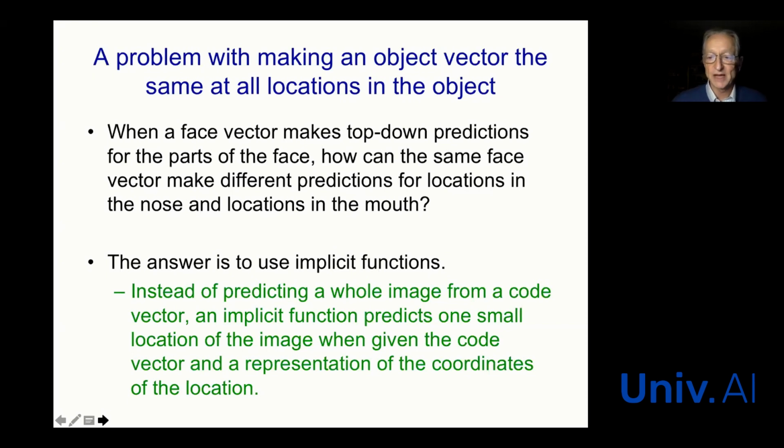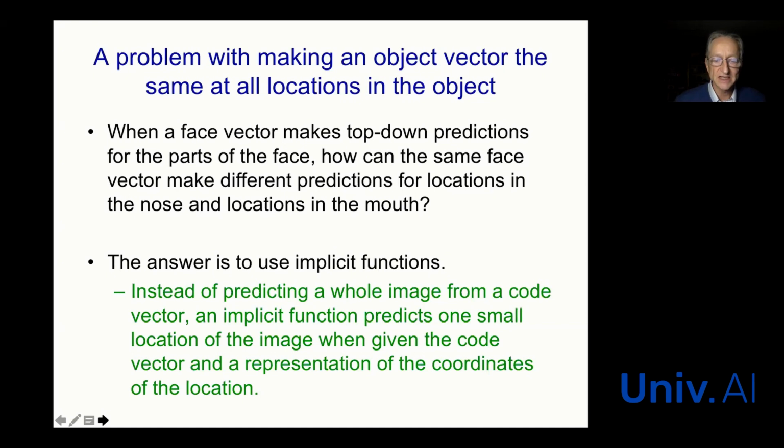particularly if the top-down neural network is deterministic. You could try and make it stochastic, but you don't want it to be stochastic. If it's generating the part level representation for a location where the nose is, the face vector has to produce a nose. That is the embedding for a nose. And if it's trying to figure out what this part is where the mouth is, it has to produce a mouth. And it's the very same face vector that has to produce them both. So how can we do that?